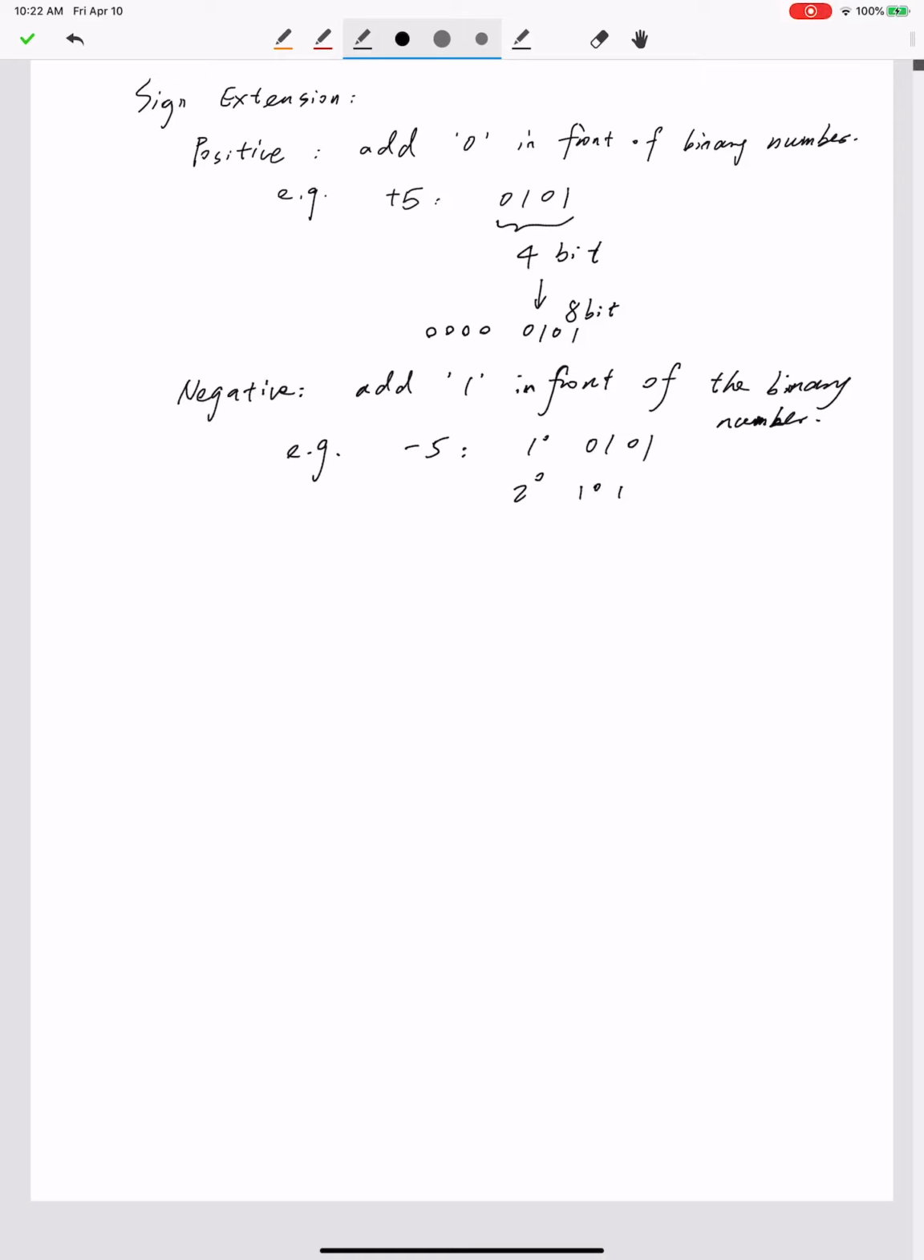As you can see, this is also a 4-bit binary number. If you want to extend it to 8-bit, we just need to add 4 ones in front of it. And the result is an 8-bit negative 5 in binary form, right? Alright, so that's the sign extension.